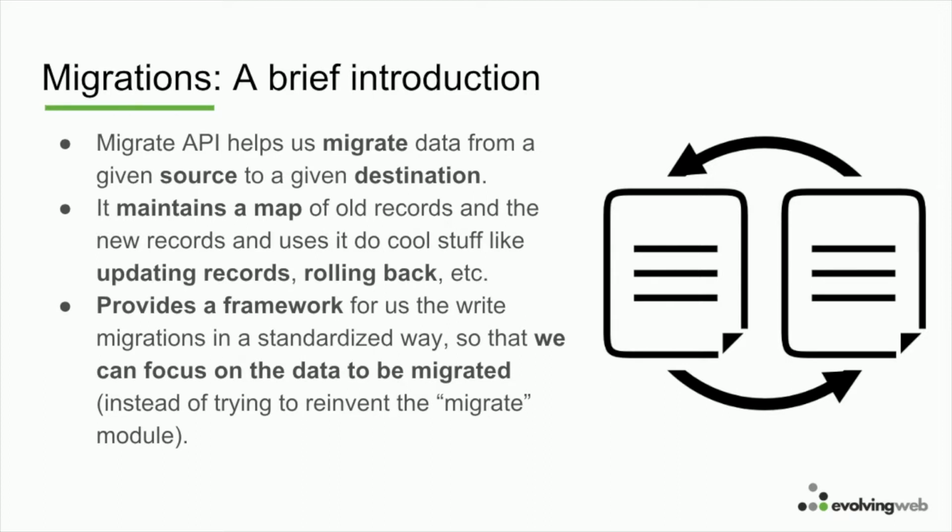But then you can roll back everything you migrated if something goes wrong, and then you can re-import. So those things are really helpful if you use the Migrate API instead of a homegrown solution. It provides a framework for us to write migrations in a standardized way so that we can focus on the data to be migrated instead of thinking about how we will map the IDs from the source to the destination and so on. So it makes life easier.